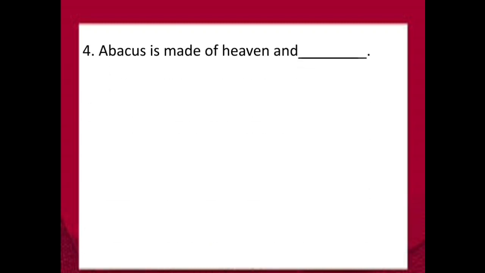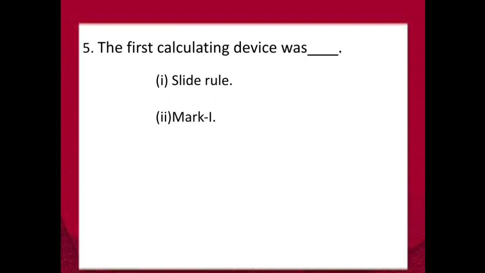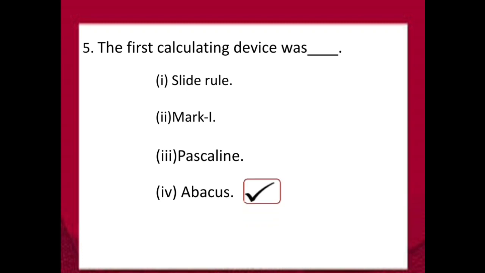The next one: abacus is made up of heaven and dash. Options: earth, moon, hell, and star. What is the answer? Earth is the answer. So abacus is made up of heaven and earth. Okay. The next question: the first calculating device was dash. Options: slide rule, Mark 1, Pascal line and abacus. What is the answer? Abacus. So abacus is the first calculating device.